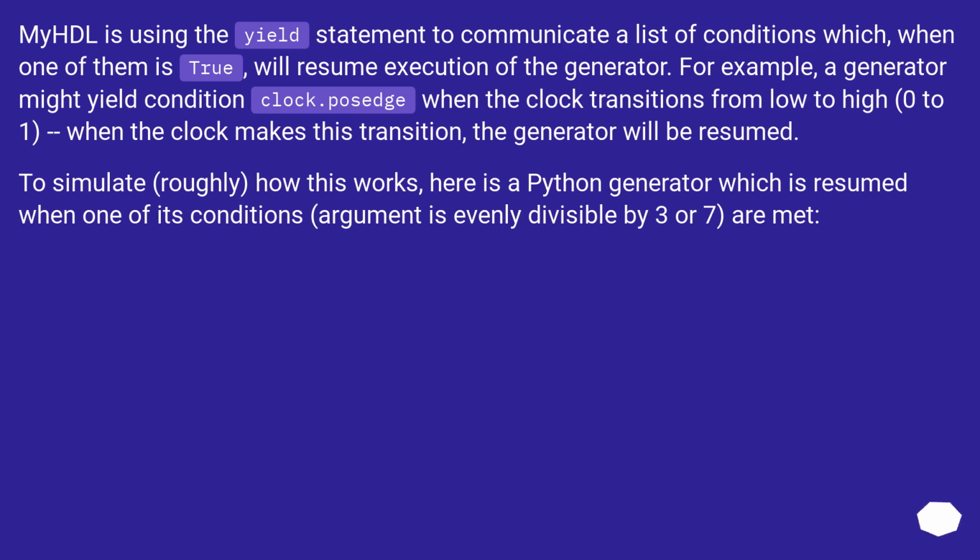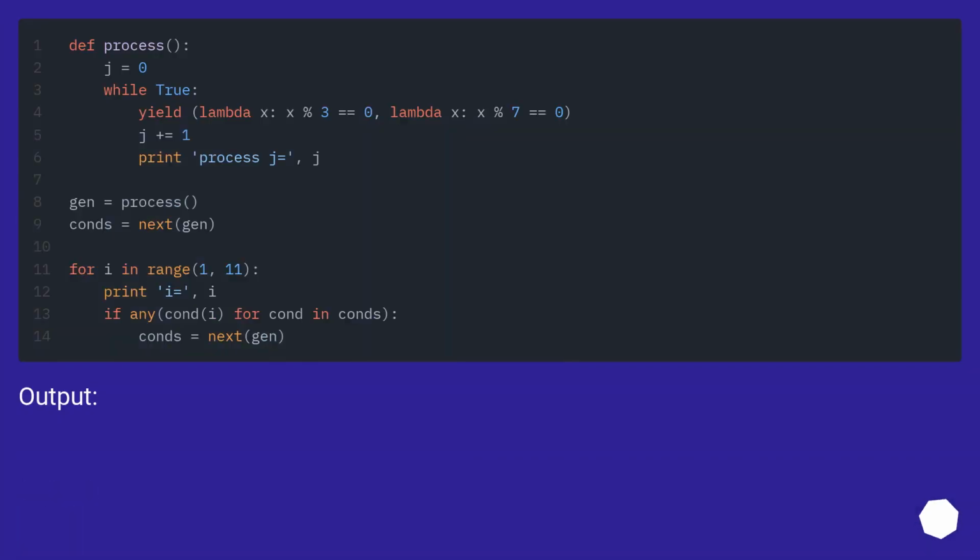MyHDL is using the yield statement to communicate a list of conditions which, when one of them is true, will resume execution of the generator. For example, a generator might yield the condition clock.posedge when the clock transitions from low to high, 0 to 1. When the clock makes this transition, the generator will be resumed. To simulate, roughly, how this works, here is a Python generator which is resumed when one of its conditions, the argument is evenly divisible by 3 or 7, are met. Output.